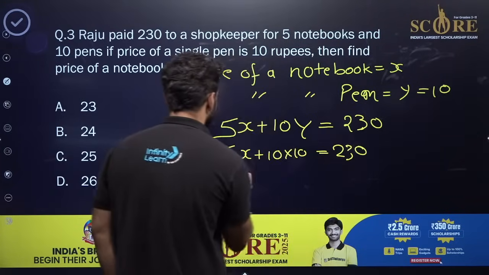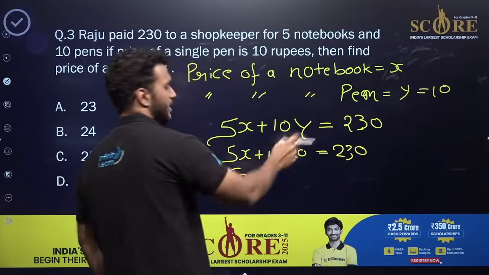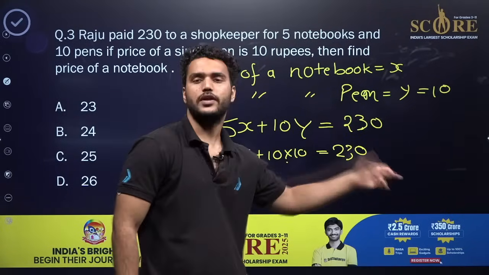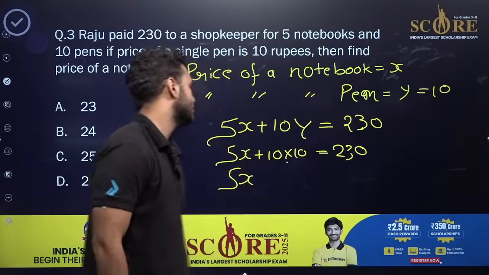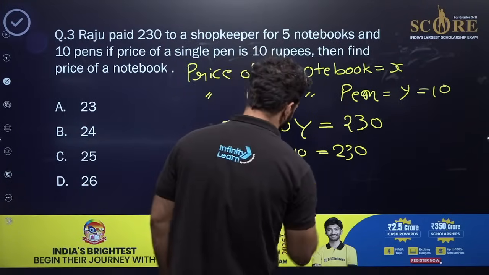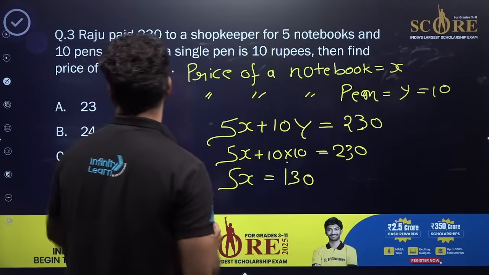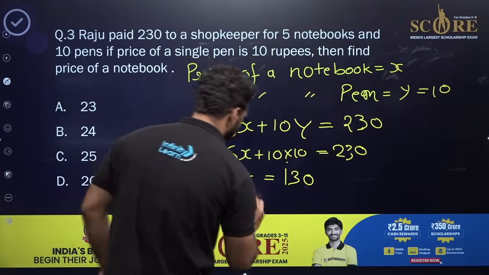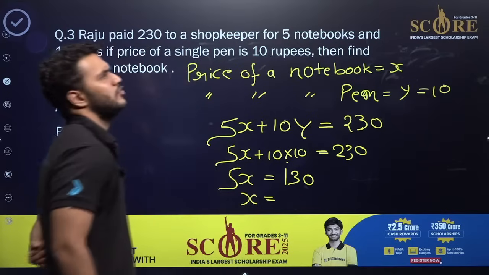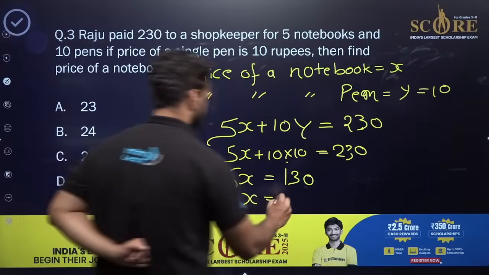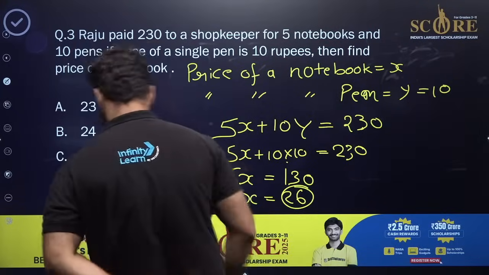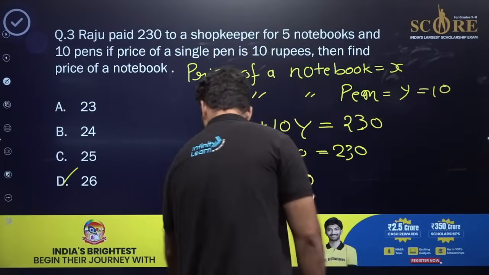What will I get? Sir, 5x, if you transfer this 100 here, you will get negative 100. 230 minus 100, which is equal to 130. Then find the price of a notebook. Okay, then x is equal to 130 divided by 5. It will become 26. Answer will be 26. Next.